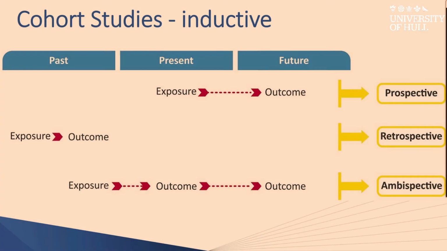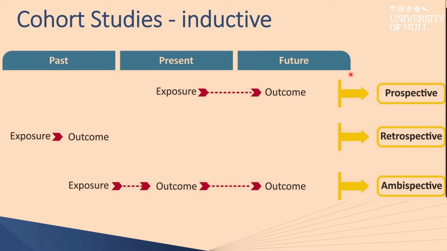And we can further categorize cohort studies into where they've taken place in time, either in the past, the present or the future. Cohort studies are called prospective if they start their investigations in the present but look for a future outcome. An example with this would be potentially smokers to see if in the future they develop lung cancer or other forms of cancer. And this would be a prospective study.